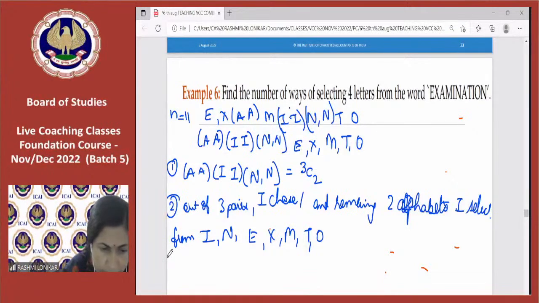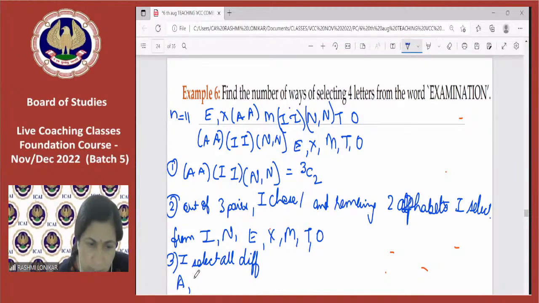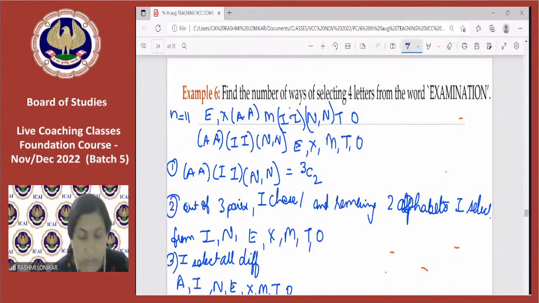Then I have the third option, that I select all different. I select all different. So I will see A. Then I will select 1 I, 1 N, E, X, M, T, O. 1, 2, 3, 4, 5, 6, 7, 8. Okay, so out of 8, I select 4.